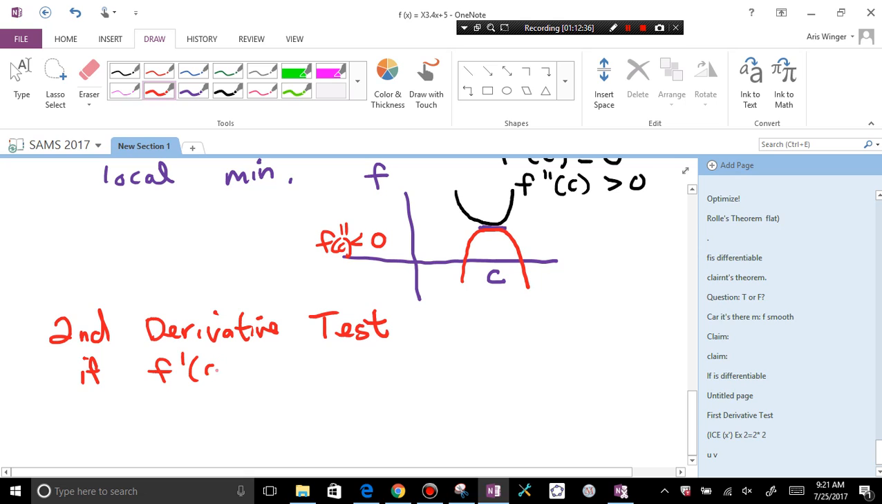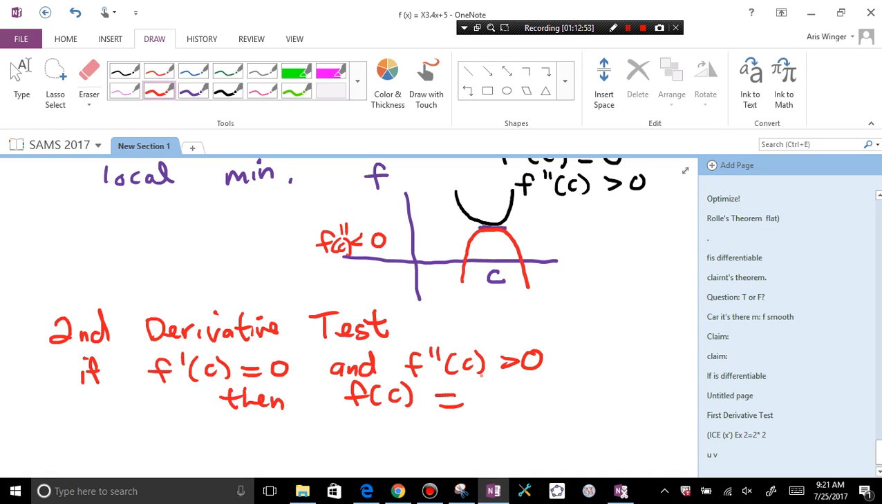If F prime of C is 0 and F double prime of C is positive, then F of C, oh my goodness, let's just be clear what in the world is going on. This is not something to be taken for granted. This is the whole point of calculus, right? That saying something about the rates of F tells me something about F. We have some function that we don't know about, and if you tell me some things about its derivatives, I can tell you about that function. That's crucial, right? F of C is a what? Is a minimum.